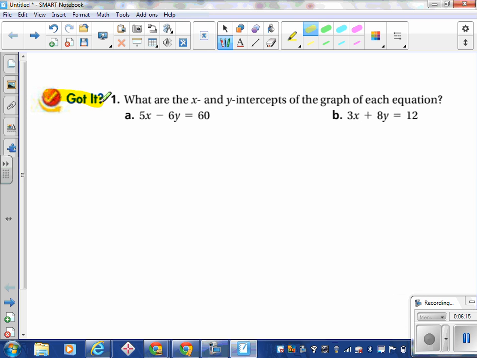Let's take a look at Got It. What are the x and the y-intercepts of the graph of each equation? So in Got It number 1, we're going to write down 5x minus 6y equals 60. And Got It B, 3x plus 8y equals 12. Go ahead and solve both these equations, finding the x and the y intercepts.